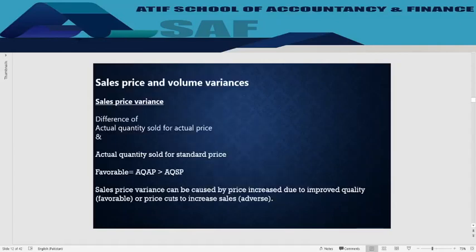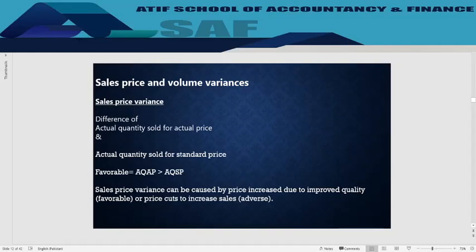Now we will consider each and every variance with some examples. First of all, sales price and sales volume variance. Sales price variance is said to be the difference of actual quantity sold at actual price and actual quantity sold at standard price. If the standard price is greater than actual price, then the variance would be negative. We had to sell at a much higher price and we have sold at a lower price. That is why the difference is said to be adverse.